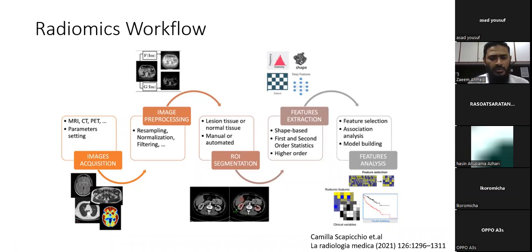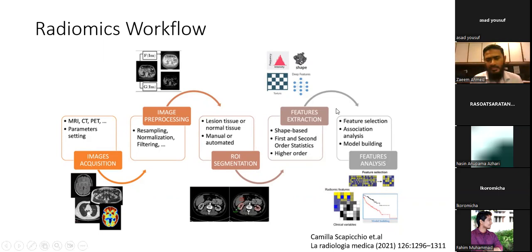ROI segmentation is basically specifying the area, which could be a target volume, GTV, or OAR, for which you are going to extract the radiomic features. In case of oncology, it could be a GTV lesion or any OAR. The next step is feature extraction. For feature extraction, there are different open software available, or language-based programs, which we can use to extract radiomic features.